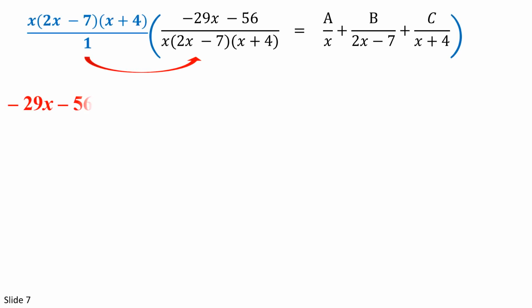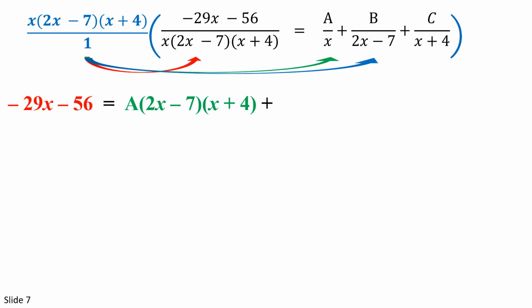On the left-hand side, everything disappears, so we're left with negative 29x minus 56. On the right side, times the first fraction, the x's disappear. So it's A times 2x minus 7 times x plus 4. The 2x minus 7's disappear, so it's B times x plus 4. And at the end, the x plus 4's cancel, so it's C times x times 2x minus 7.